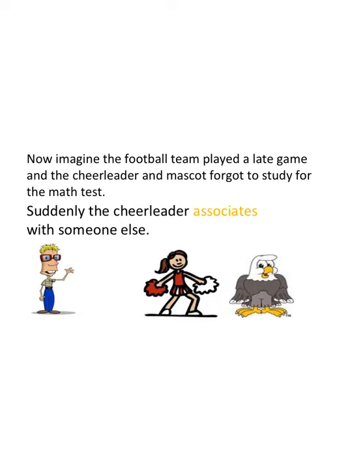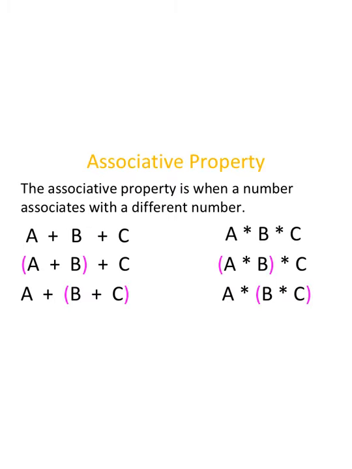Now imagine the football team played a late game and the cheerleader and mascot both forgot to study for the math test. So the cheerleader might choose to associate with someone else to help her study for the math test. So the associative property is when a number associates with a different number. I have an example with addition and multiplication.